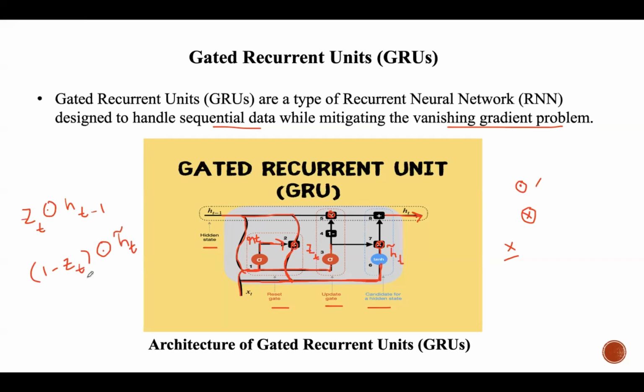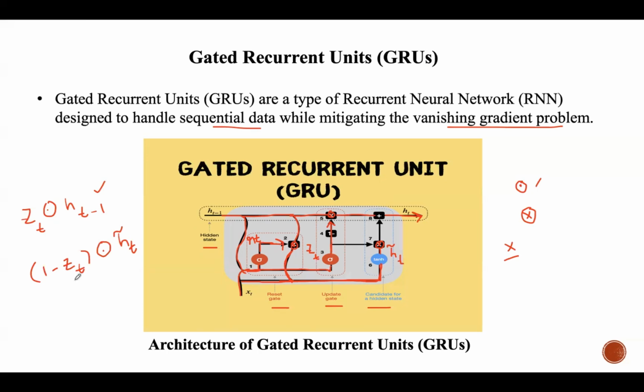Okay. So take this z_t, where is it? Here. So we are taking this value as well as the h_{t-1} value, and here we are performing element wise multiplication. So this is the result for this part.